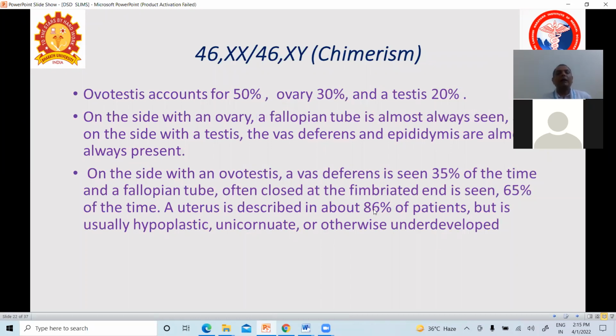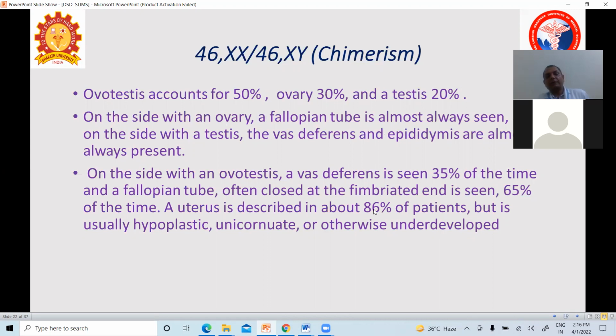46XX/46XY chimeric means both chromosome compositions are present. In that case, it is ovotestis bilaterally in about 50%, ovary on one side and testis on the other in 30%, and testis in 20%. On the side of an ovary, a fallopian tube is almost always seen, and on the side of the testis, a vas deferens and epididymis are almost always present. On the side with an ovotestis, a vas deferens is seen 35% of the time, and a fallopian tube, often closed at the fimbriated end, is seen 65% of the time.